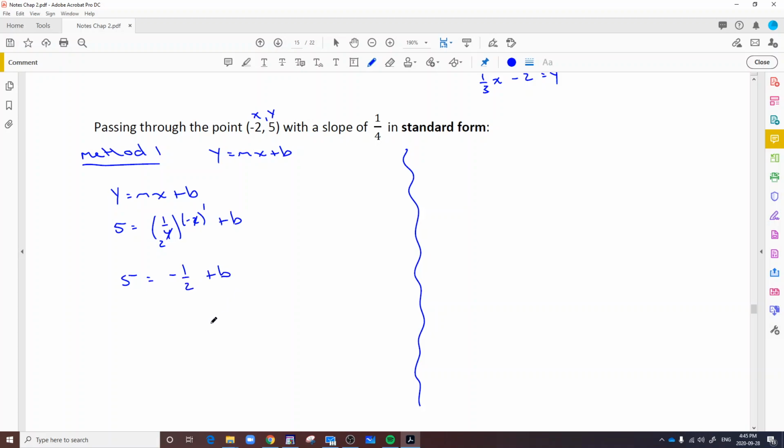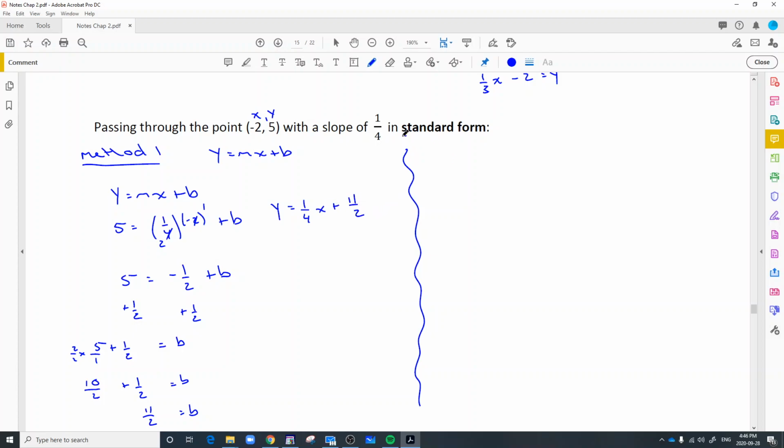Ugh, fractions. Up to you, you can get rid of them or you can just deal with them. I'm going to add a half, add a half. I get 5 plus a half equals b. I'm going to create a common denominator, so this is going to be 10 over 2, so I multiplied by 1, but I multiplied by 2 over 2, plus 1/2 equals b, and I get b equals 11 halves. So my equation would be y equals, my slope is 1/4 x plus 11 halves.